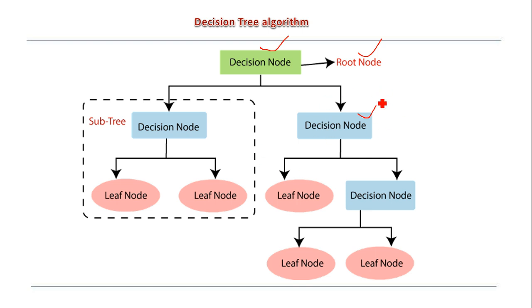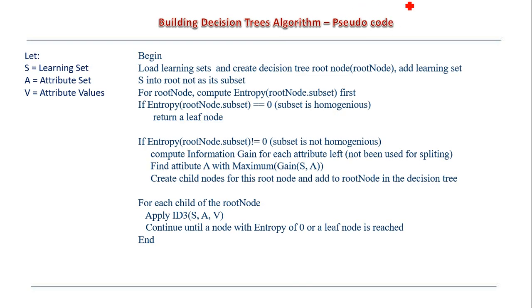This is all about the decision tree algorithm. It works like this. This is the pseudo code of the decision tree. We have to take the data set, that is the learning set, then the attribute set and attribute values, load the learning set and create the decision root node.